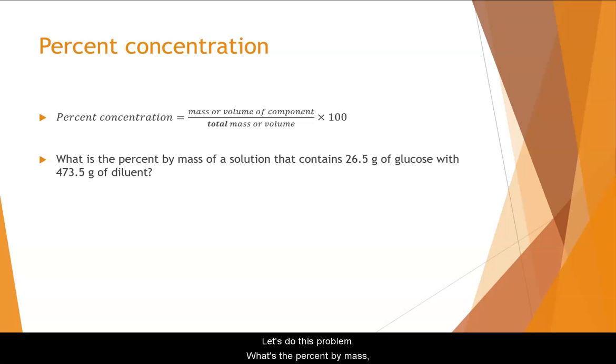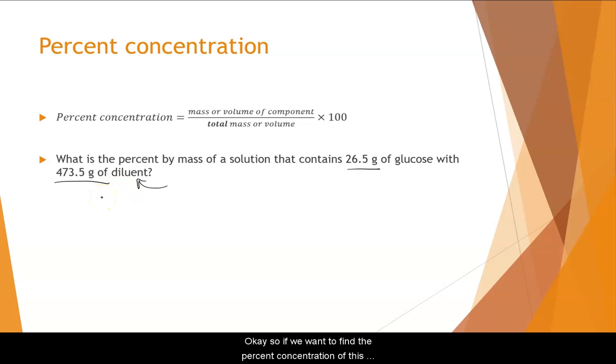Let's do this problem. What's the percent by mass or percent concentration of a solution that contains 26.5 grams of glucose with 473.5 grams of diluent? This is kind of a funky word, diluent. It means that that's the non-medicine part. So that might be water or saline solution or something else, just something to hold the medicine in.